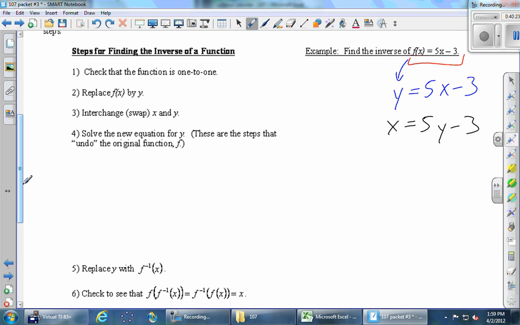And that swapping is something that we have talked about a lot today. When you go from a function to its inverse, the x's become y's and the y's become x's. We're just swapping them just like we've been doing all day. Then we get to step 4.